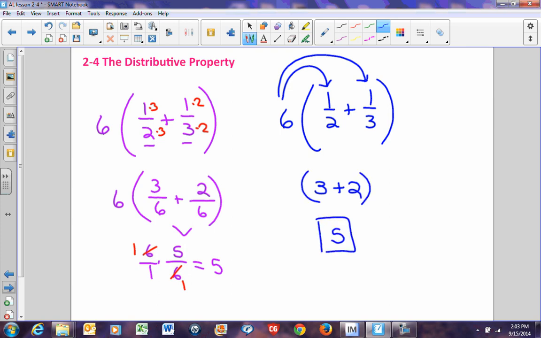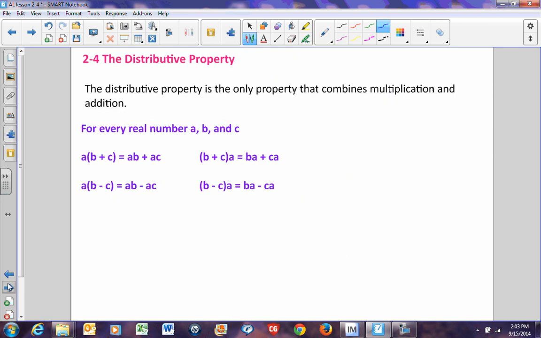You'll notice we came up with exactly the same answer both times. I find the second method to be a bit easier because I don't have to find a common denominator. This is essentially using the distributive property. You could add the fractions first and then multiply, or you could multiply and then add. That's what the distributive property tells us. Written out, the distributive property is the only property that combines multiplication and addition or subtraction.